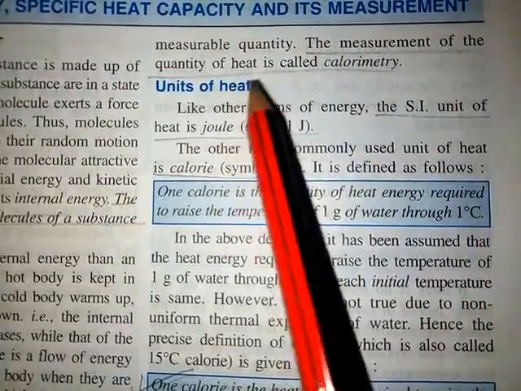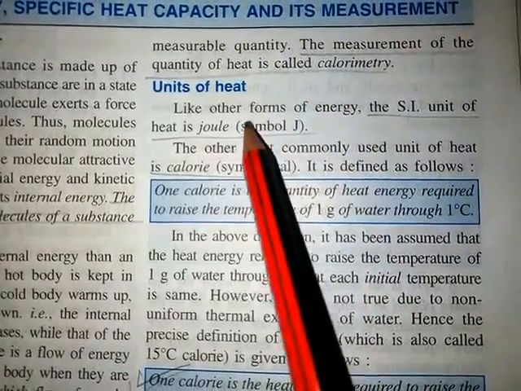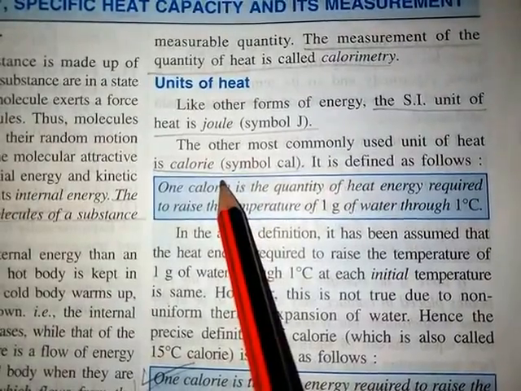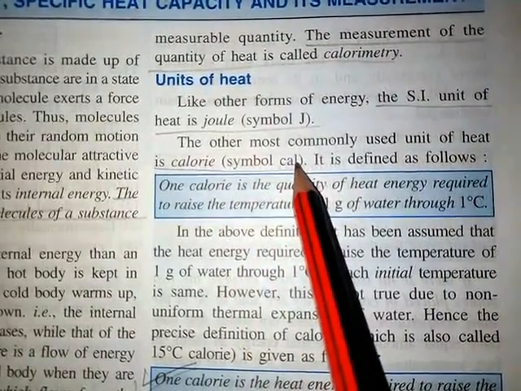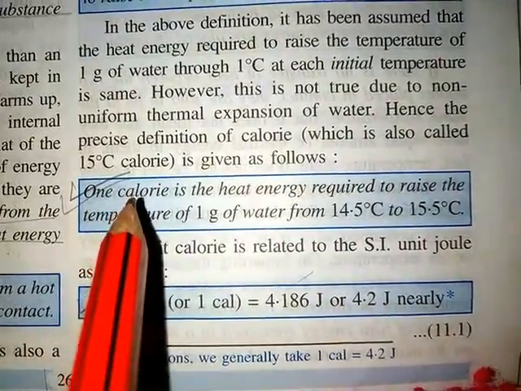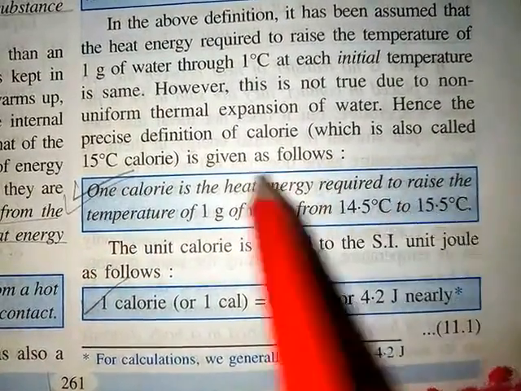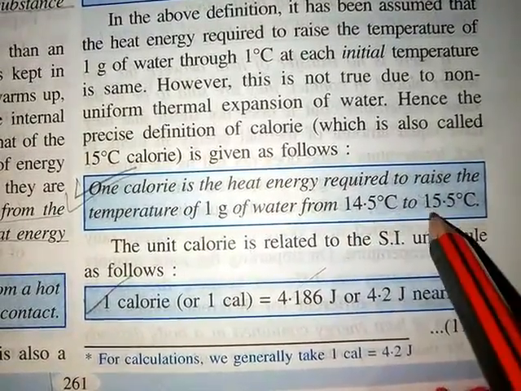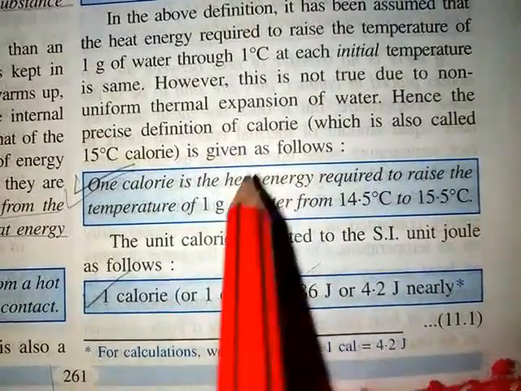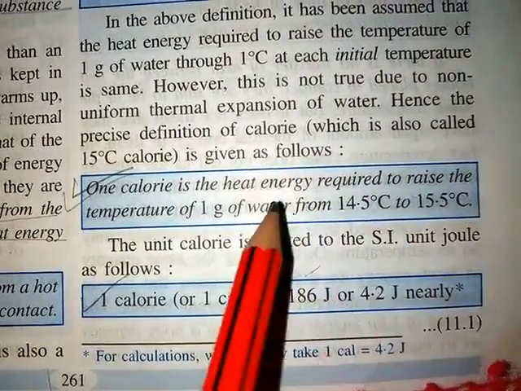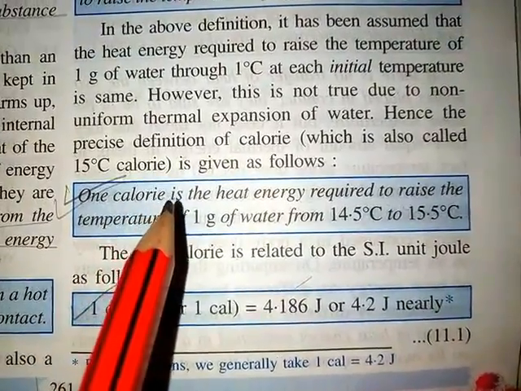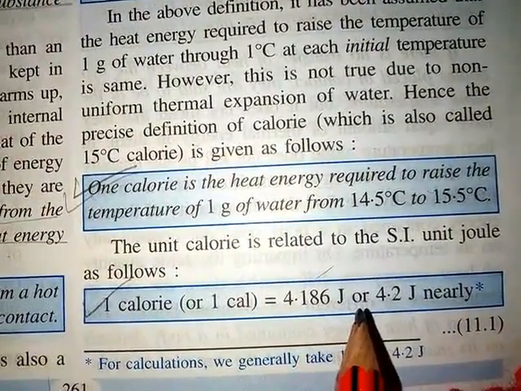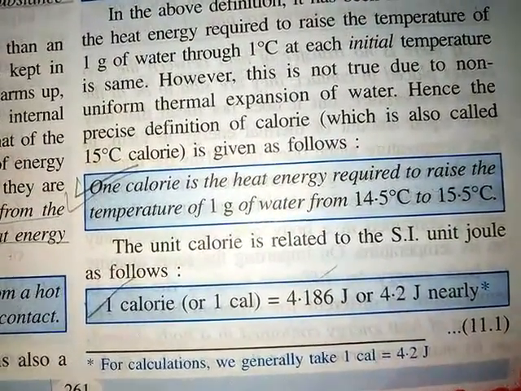The measurement of the quantity of heat is called calorimetry. Unit of heat. The SI unit of heat is joule. The other unit is calorie and its symbol is Cal. 1 calorie is the heat energy required to raise the temperature of 1 gram of water from 14.5 degrees centigrade to 15.5 degrees centigrade. A particular temperature has been taken since water on heating shows anomalous expansion. 1 calorie equals 4.186 joule or 4.2 joule.